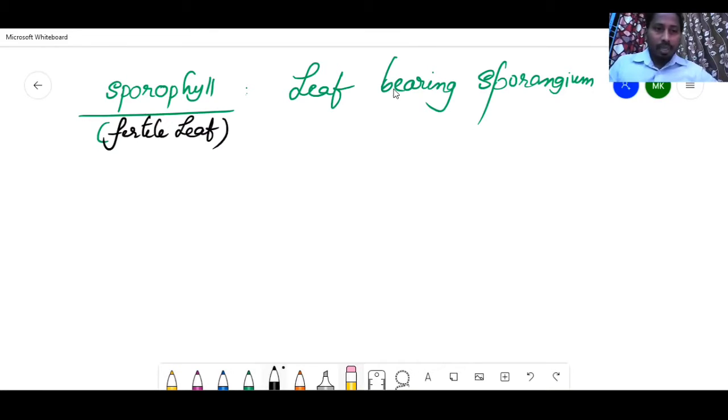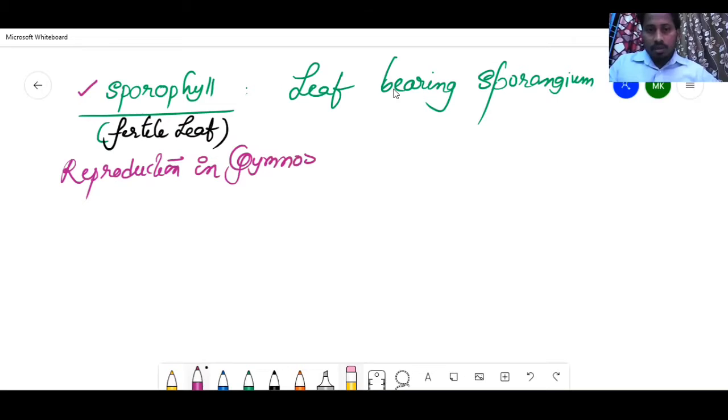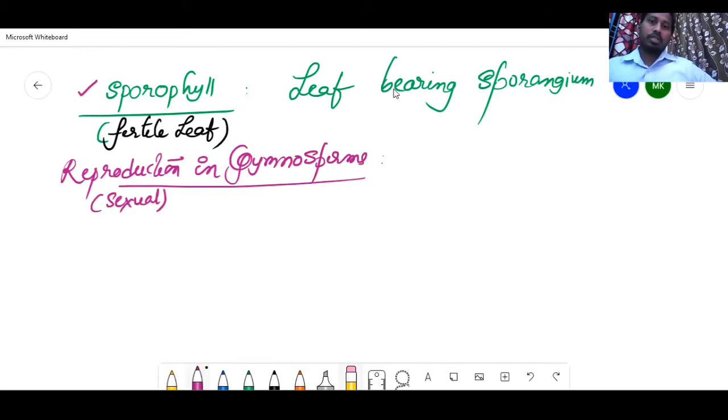So here, reproduction in gymnosperms is sexual reproduction. We must first know what is sporophyll, then we should know about reproduction in gymnosperms. Reproduction in gymnosperms is sexual reproduction. The special feature is formation of cones.